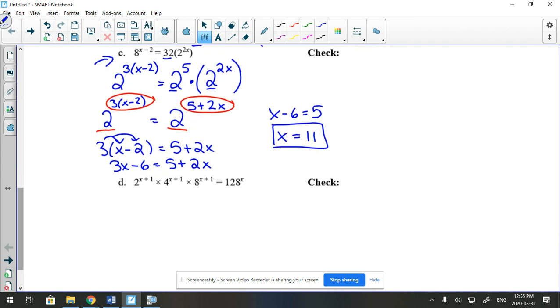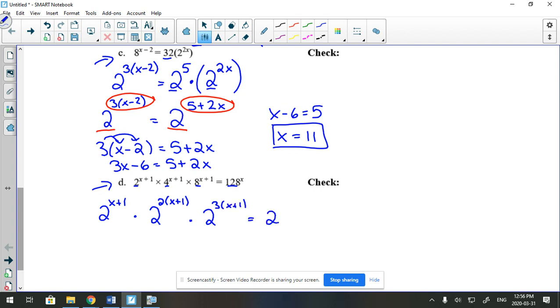Same idea here. Looking at those bases, I want to try and make them all into the same base. The smallest one is a 2, and it looks like all the other ones should work with a 2. So let's use that as our common base. So the first one I don't have to change. I'm going to make this a dot instead of an x, just so it doesn't get confused with my variable that's an x. For the 4, again, 4 is the same as 2 squared, so I can rewrite that as a 2 squared. 8 is the same as 2 to the 3.